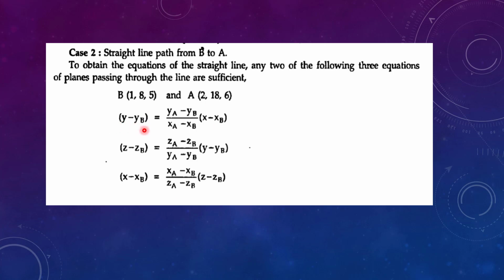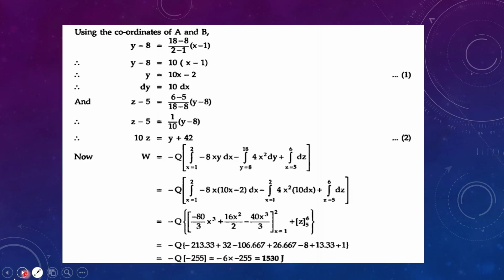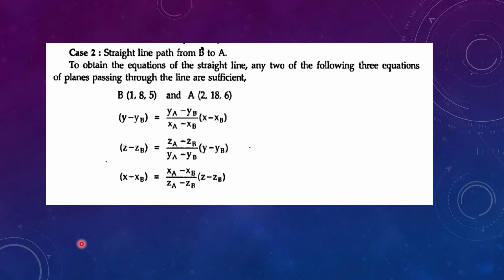So y minus yb is equal to ya minus yb divided by xa minus xb, into x minus xb. Final point minus initial point, final point minus initial point, right? And y is constant here. So z minus zb or za minus zb. You can use any one of these equations, any one can be valid. So let us consider the first equation, y minus yb.